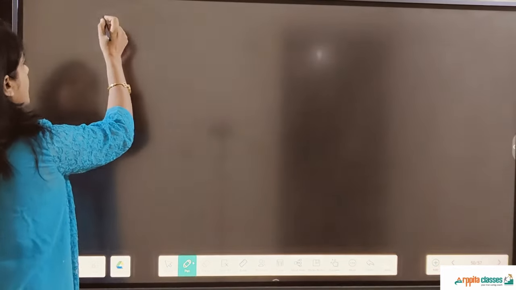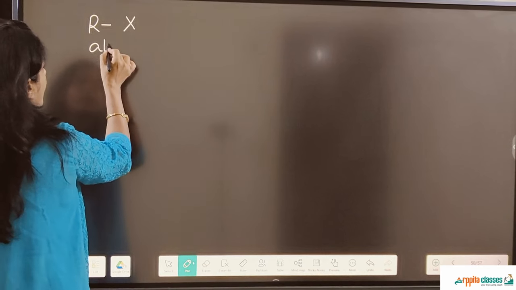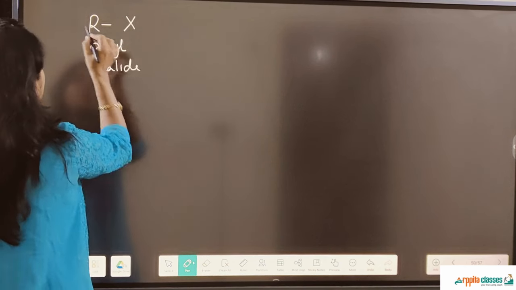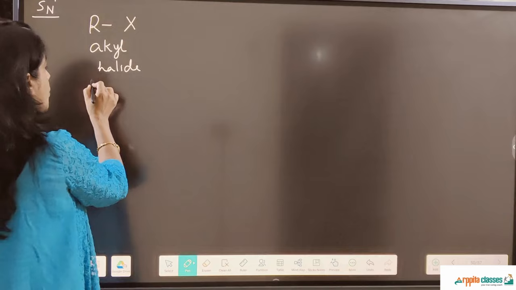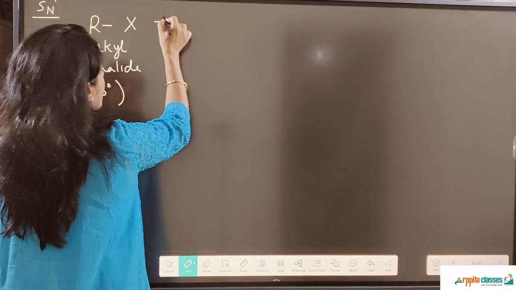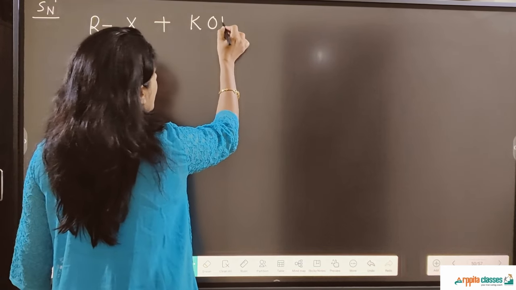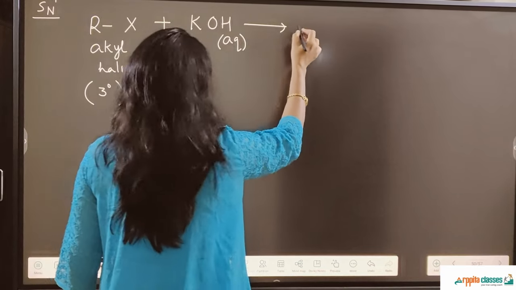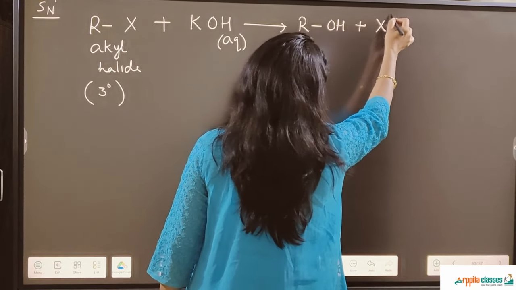So let us take one example where this is my alkyl halide. Since we are discussing the SN1 mechanism, my alkyl halide should necessarily be a 3 degree alkyl halide. Now suppose it is reacting with aqueous KOH. The product is ROH plus X minus.